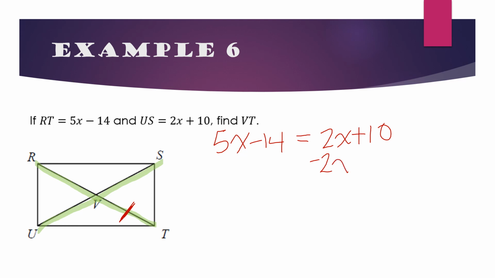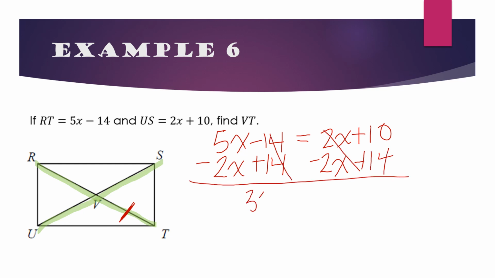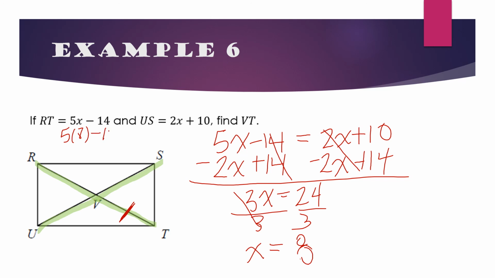We're going to move our variable 2x over to the left side and the constant 14 to the right side, giving us 3x equals 24. Divide both sides by 3, and x equals 8. Now that we know what x is, we can substitute it in for either RT or US. It doesn't matter. You should get the same thing. 5 times 8 minus 14 is 40 minus 14, which would be 26. Or if you do 2 times 8 plus 10, that gives you 16 plus 10, which is 26. So either way you look at it, you get that your diagonals are 26.